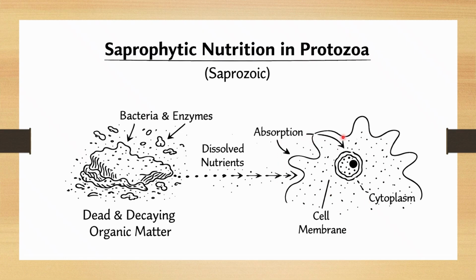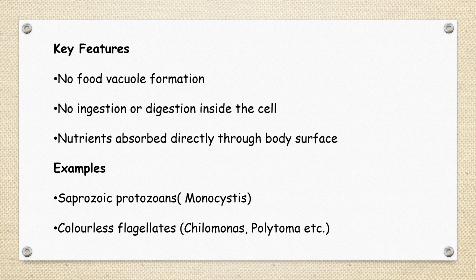Like here, see, with the help of a simple diffusion process, the simpler nutrients are entering inside the protozoan body. And the key features of this saprophytic type of nutrition are that no food vacuole is required, no ingestion, no digestion, as nutrients are directly absorbed, which are already converted with the help of bacteria, right? So the best examples for this type of saprophytic nutrition are Monocystis, Chilomonas, Polytoma. All these exhibit this type of saprophytic nutrition.